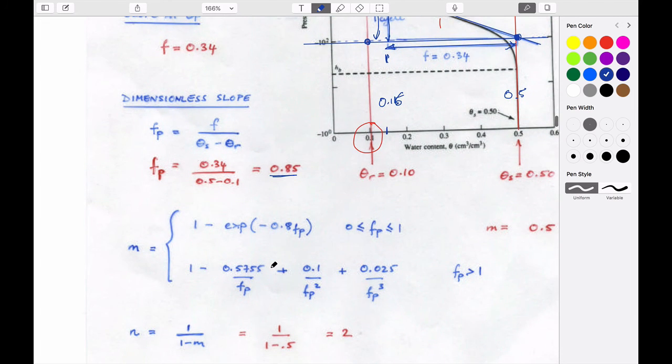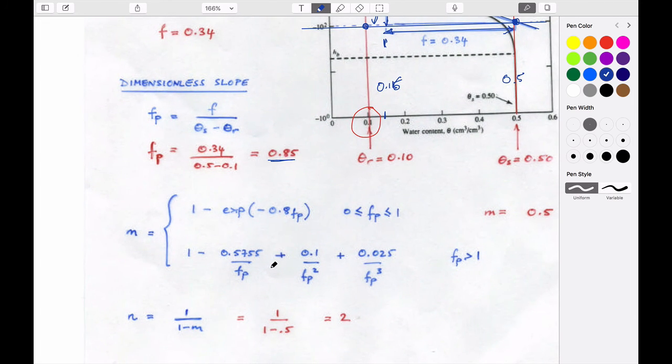And then we have two choices. If the magnitude of this non-dimensional slope is between 0 and 1, then we use this particular expression. And if the magnitude of this slope is greater than 1, then we use a slightly different expression. And so we know what this is in either case. It's just a curve fitting procedure. And so we get a value of m out of this. So that's our first material property.